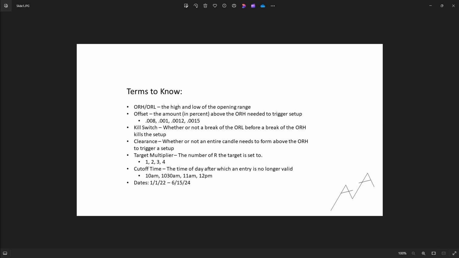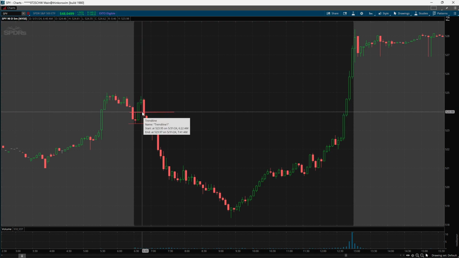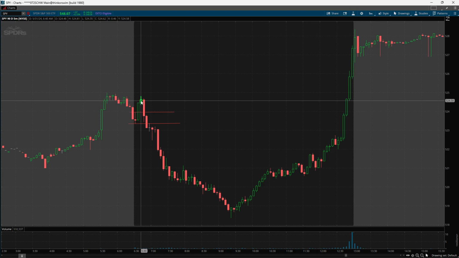Okay, so if we look at this chart, I'm talking about this is the opening range high. It has to go a certain percentage above this to say, okay, yep, triggered. So now if it pulls back, we can take an entry. If it doesn't break out enough and it pulls back, it doesn't count. It has to go a certain amount of distance.